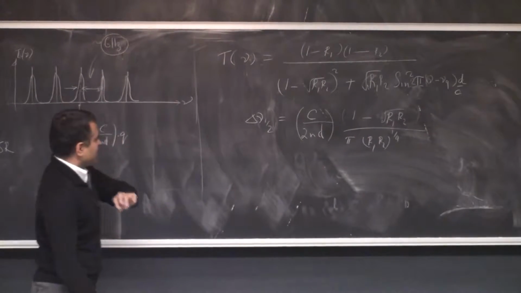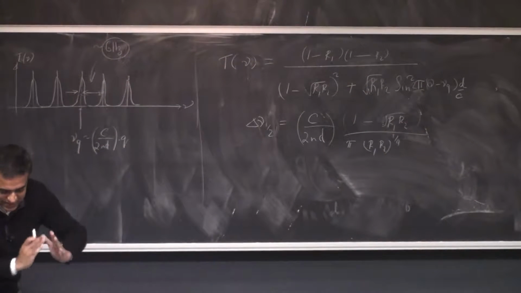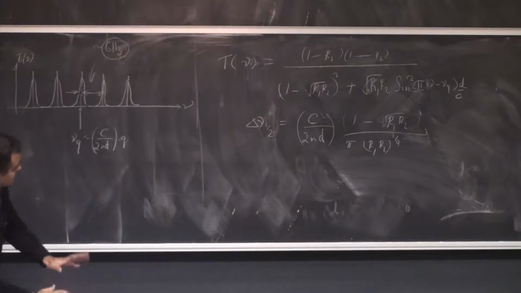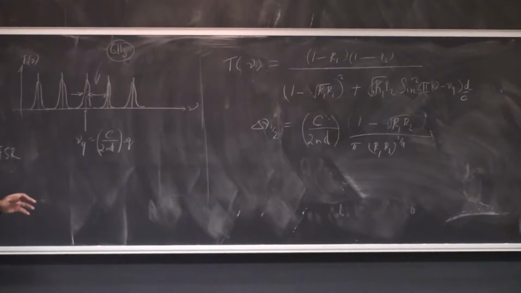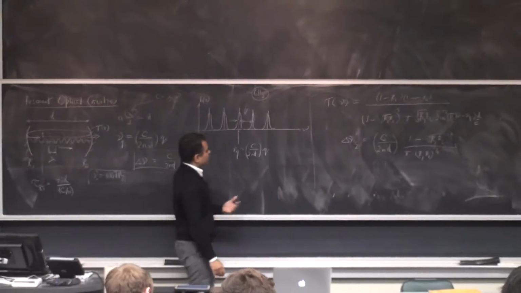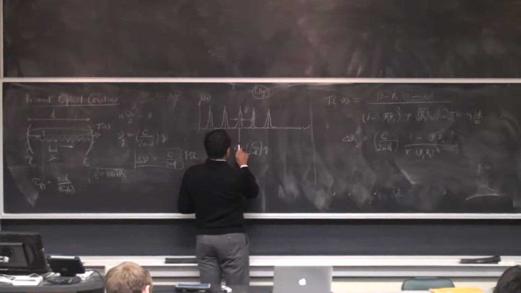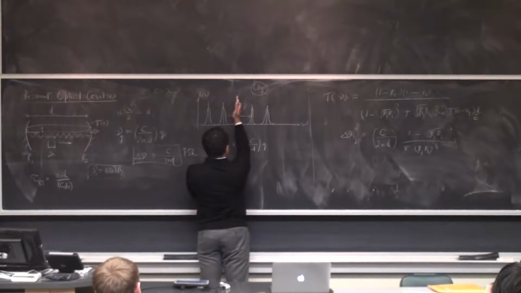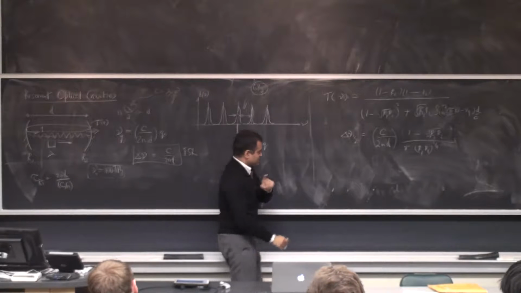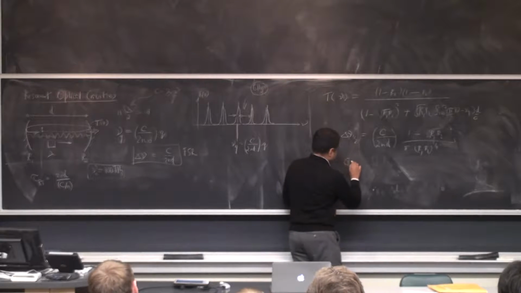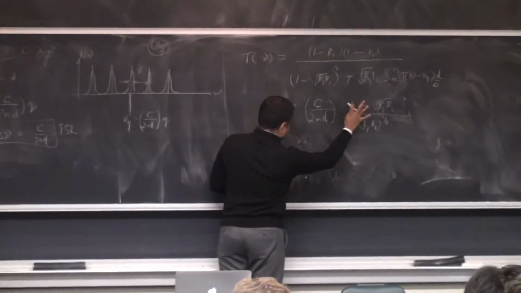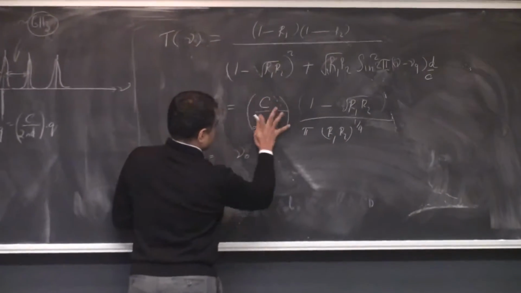So this is your full width half max of the reflection. And now you can define what you call a quality factor, and we'll make a physical connection to it. The quality factor is essentially your center frequency divided by the full width half max. That's the quality factor. Let me write that down: quality factor would be the center frequency divided by this whole thing.